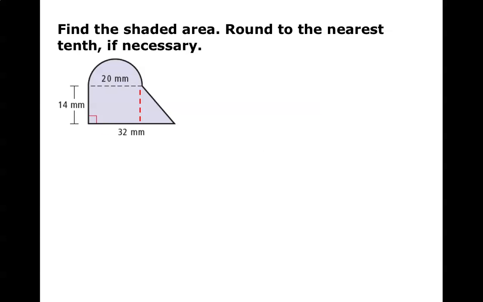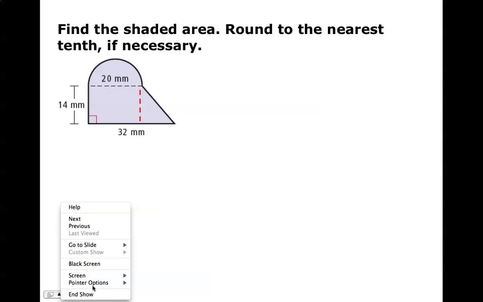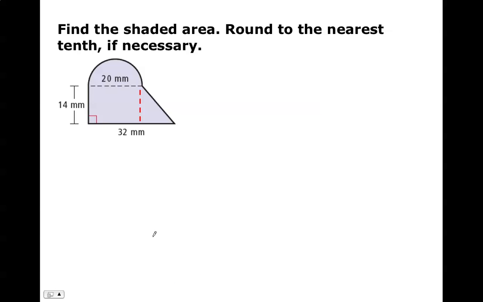Let's take a look. First thing you should do is make a list of the shapes that you see. Here, hopefully you see a semicircle, and the rest of it, hopefully you see a trapezoid. Now, are those the only ones that you could use? Absolutely not. Some people may see a triangle and a rectangle and do it that way. I'm going to use a semicircle and the trapezoid.